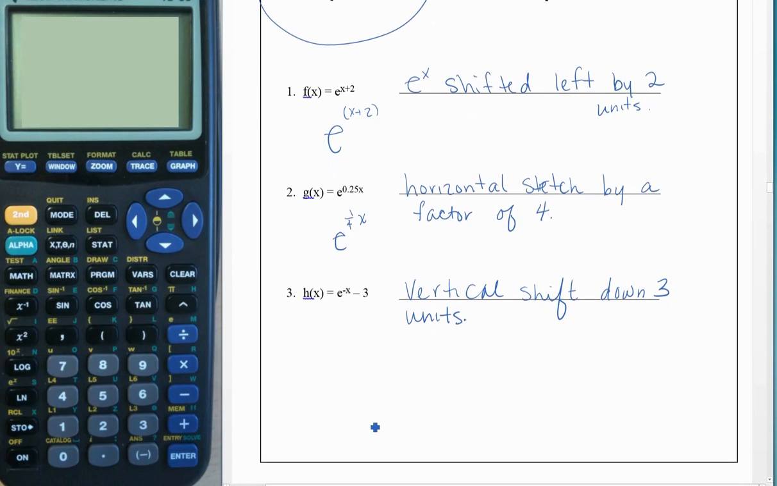Okay, so all of the transformations we learned about functions work for e to the x.